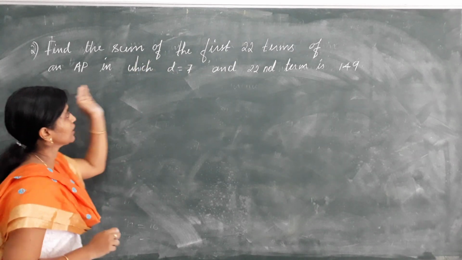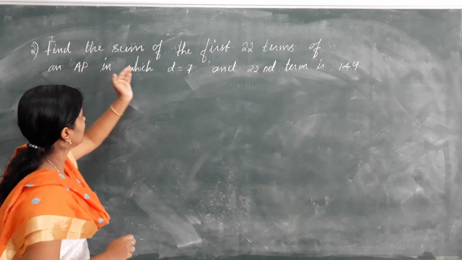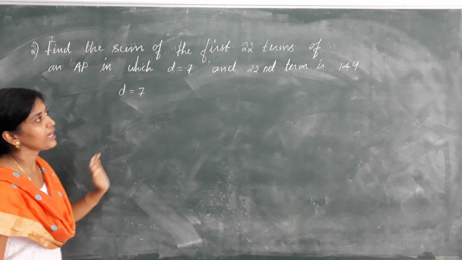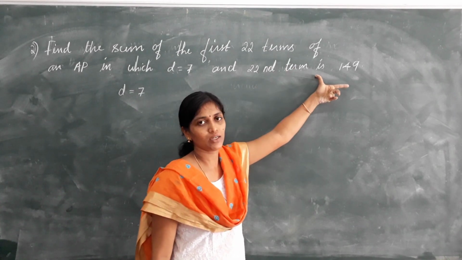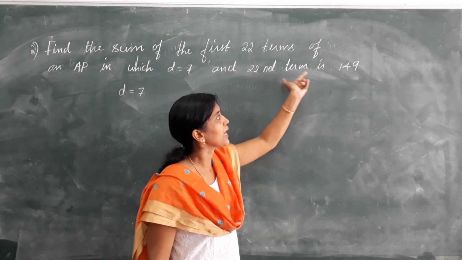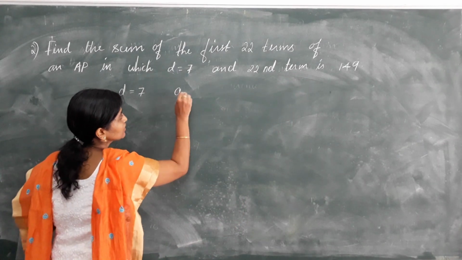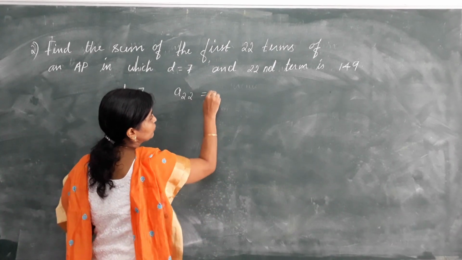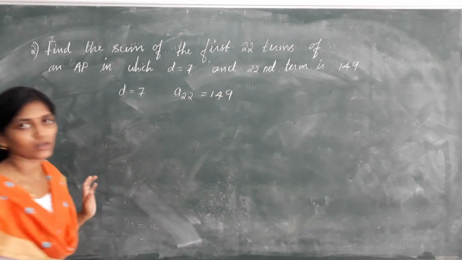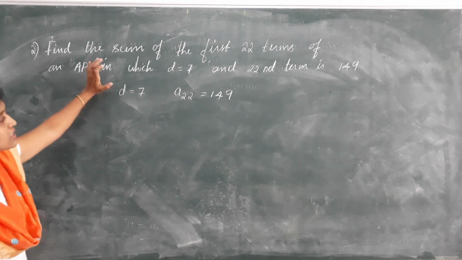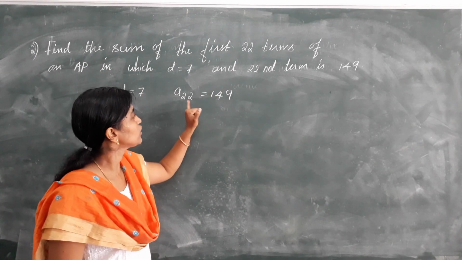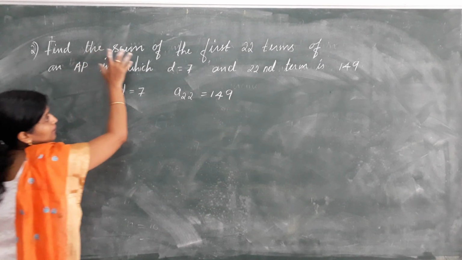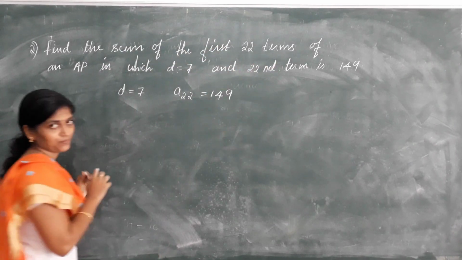So taking what is given in the question, d is equal to 7 is given. So write d is equal to 7. And the 22nd term is 149. The 22nd term in an AP is denoted as A22. A22 is equal to 149. So it's clear, I think. D is given to us and also A22 is given as 149. We are asked to find the sum of the first 22 terms.